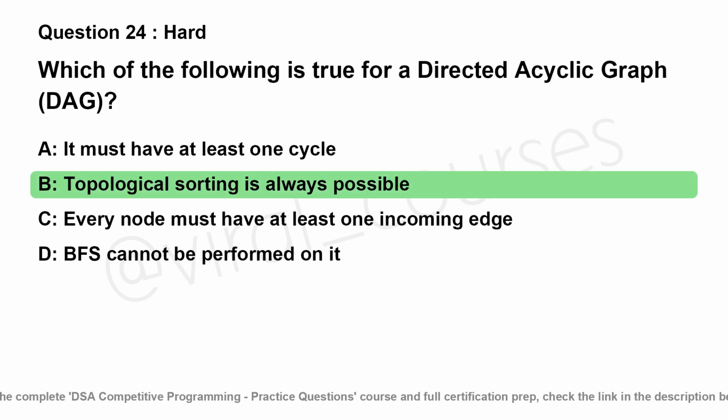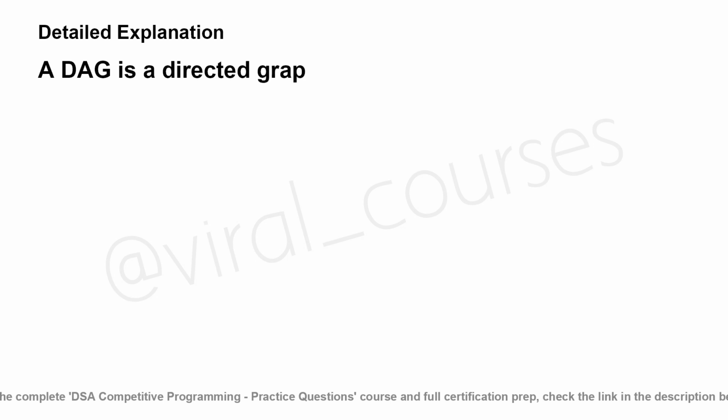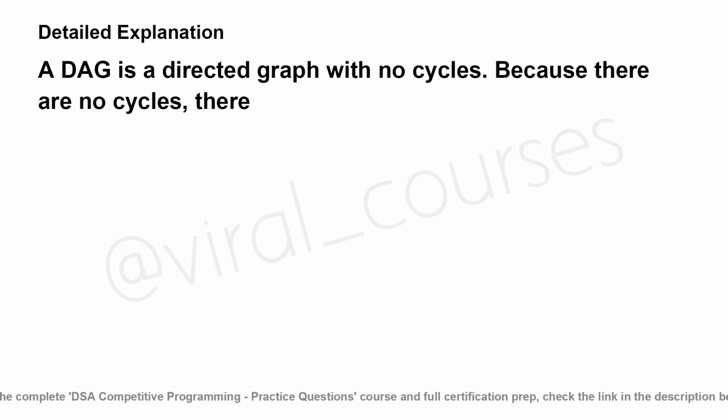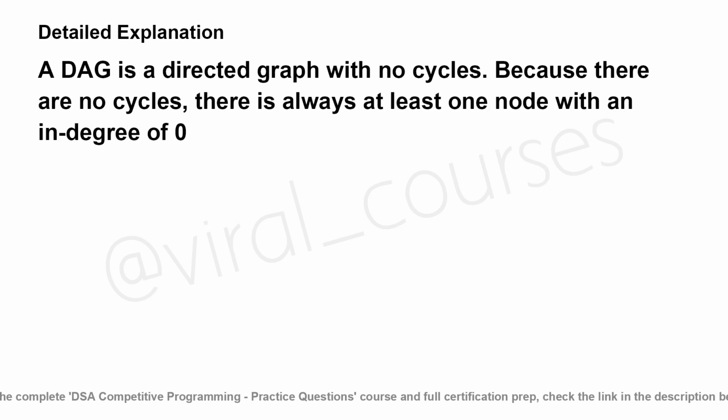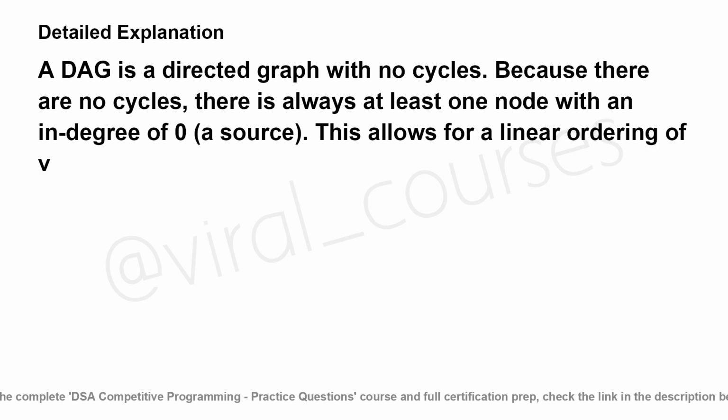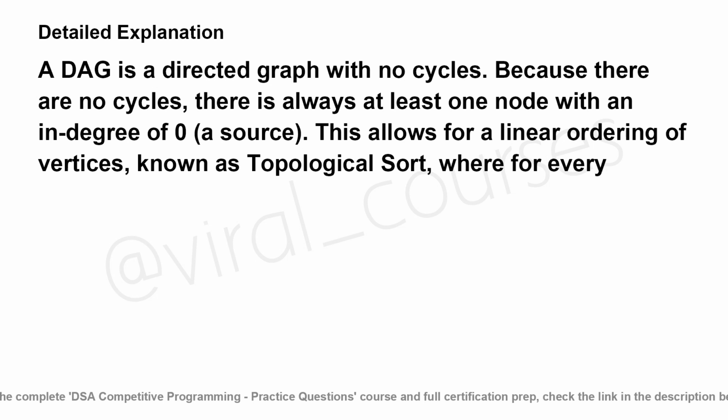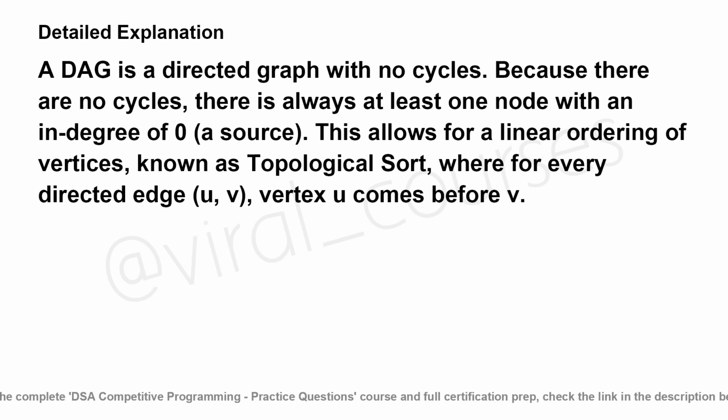The correct answer is B. A DAG is a directed graph with no cycles. Because there are no cycles, there is always at least one node with an in degree of 0, a source. This allows for a linear ordering of vertices, known as topological sort, where for every directed edge U, V, vertex U comes before V.